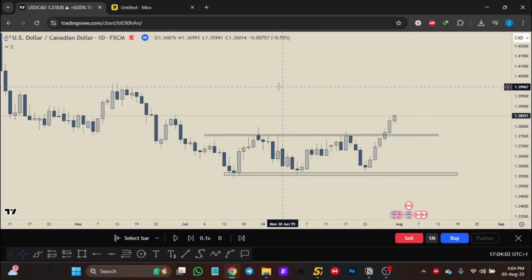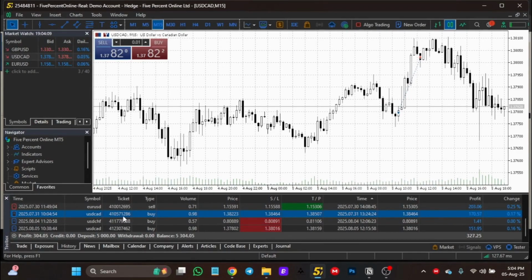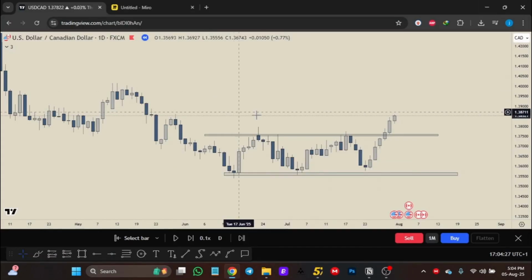Yeah. So guys, this is for the second example. I took this trade. When did I take this trade? 31st of July. So you can see I made the $170 from my 5K account. This is about 3.2 or 3.3 percent. Yeah. So let's go to the chart.